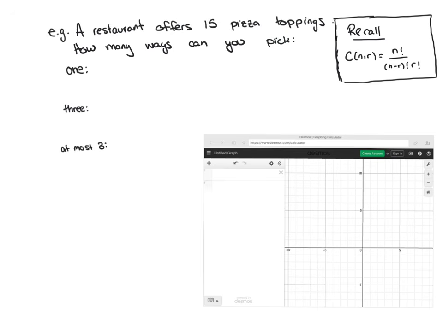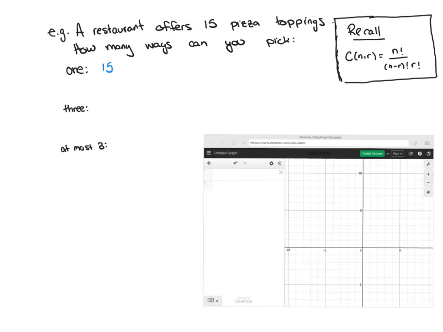Let's do some example problems. So we have a restaurant and it offers 15 pizza toppings. We want to know how many ways you can pick one, you can pick three, and you can pick at most three. So let's go through and look at some of these. So first, how many ways can you pick one? Well, there's 15 options, right? So we should know that the number of ways to pick one is just 15, because that's how many options there are. But let's go ahead and try to think about it these different ways to see that our formula makes sense.